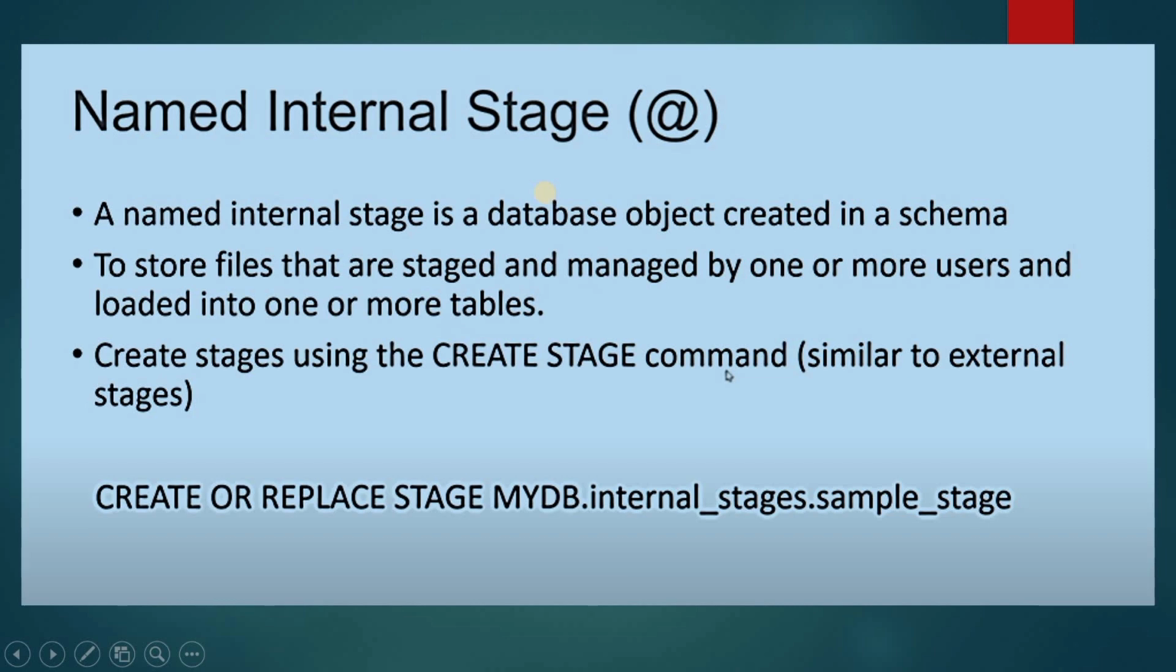We have discussed three types of stages: user stage, table stage, and the named stage. User and table stages are created by default by Snowflake, but a named internal stage is created by a user. You can create this named internal stage with whatever name you want, manually. So this is all about the internal stages.